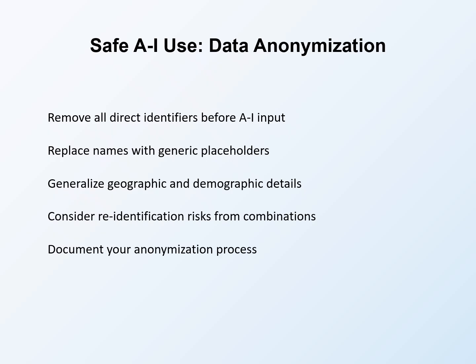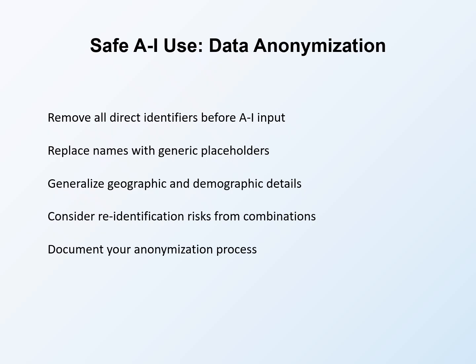Start by removing all direct identifiers. Replace actual names with generic placeholders like Participant A or Organization X. Use fictional addresses or simply reference general geographic regions. Remove dates of birth, social security numbers, and other unique identifiers entirely. Generalize demographic details that could narrow identification. Instead of a 37-year-old Hispanic female from rural Montana, describe demographics in broader terms that could apply to many individuals.